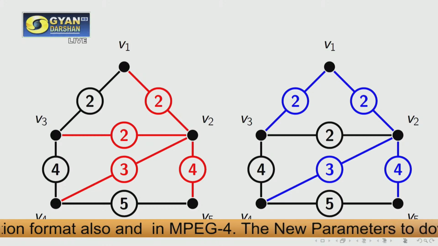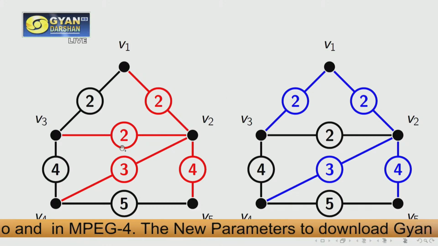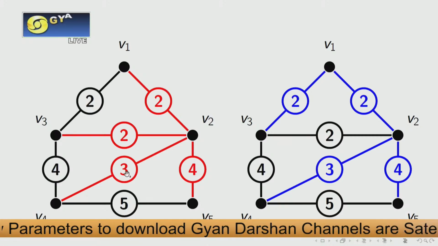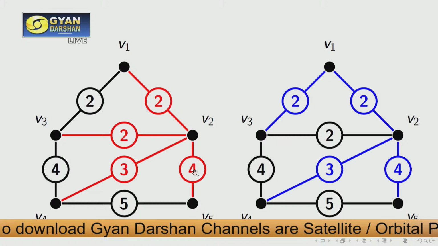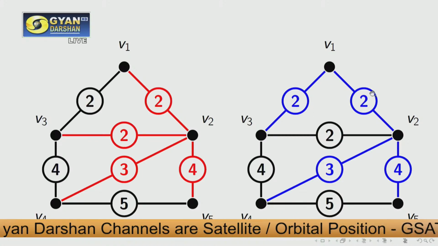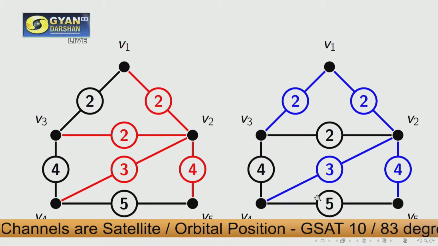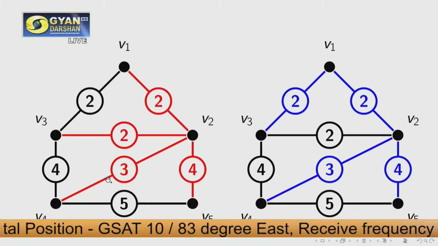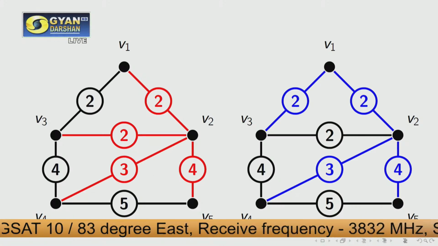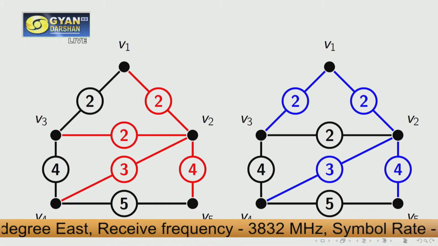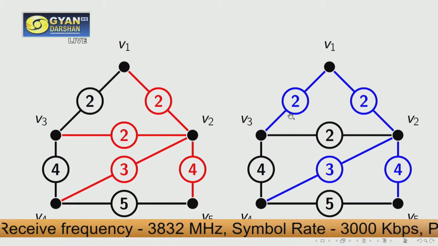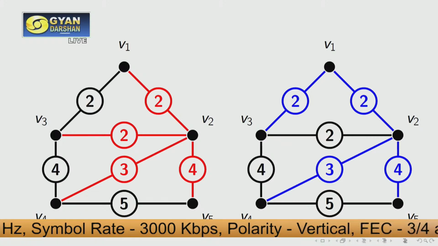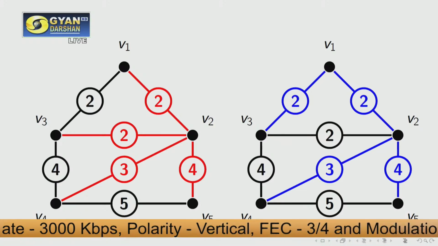Look at the tree on the left one. It has weight 2 plus 2 plus 3 plus 4, which is 11, right? And the tree on the right hand side also has the same weight 11, right? And it is also easy to see that there is no spanning tree with weight smaller than 11. So both these trees are minimum spanning trees. So it is possible that the MST problem may have multiple solutions.